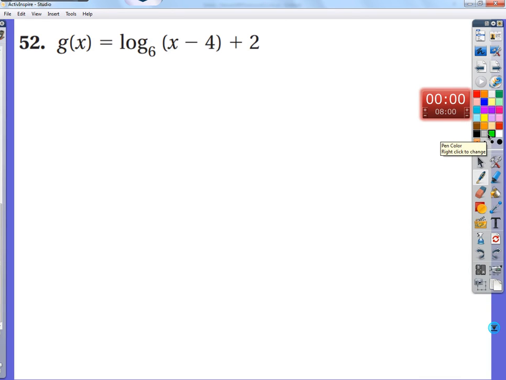Okay, so we can put anything we want into this function, and whatever comes out comes out. Well, we know we can't put in 4 because that'll give us 4 minus 4, and that's 0. That's not good. We can't put anything that's less than 4, so we can just go ahead and say the domain is what x needs to be: greater than 4, and not equal to 4. Can't put equals in there.